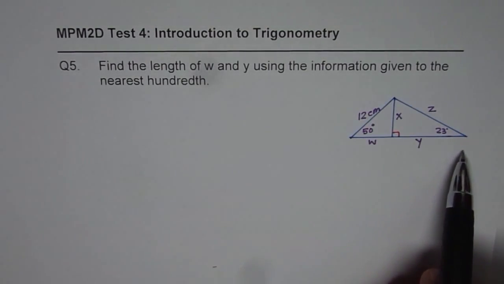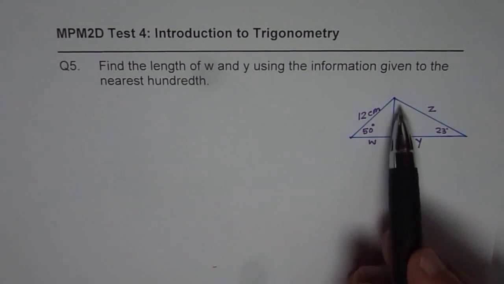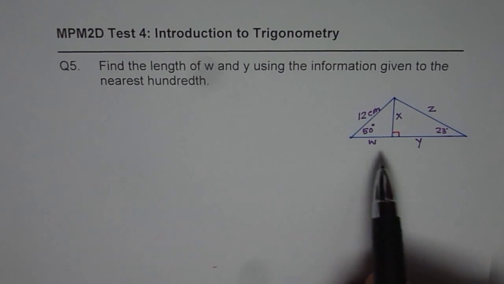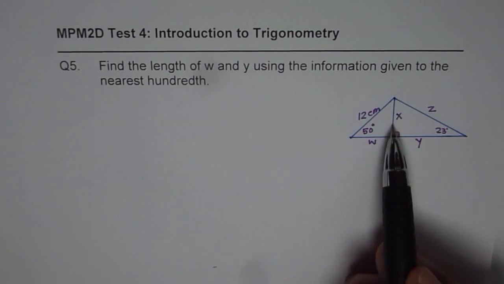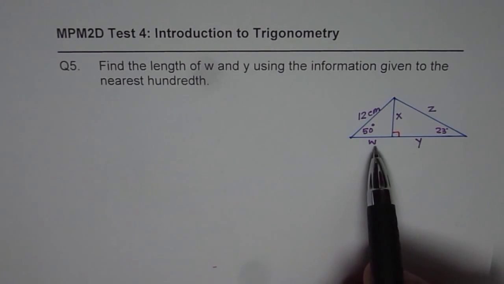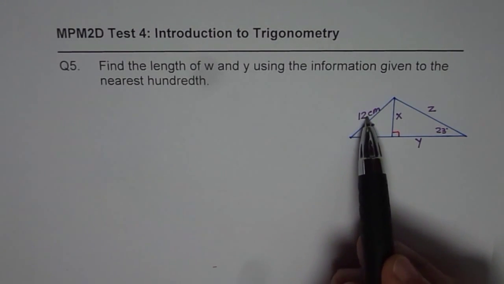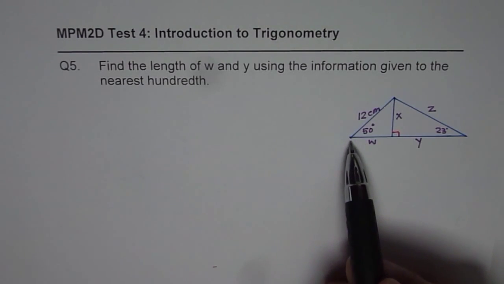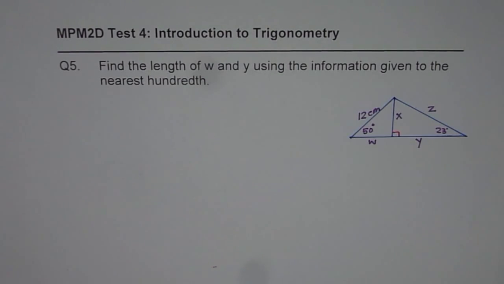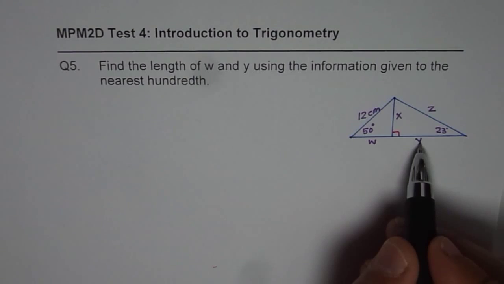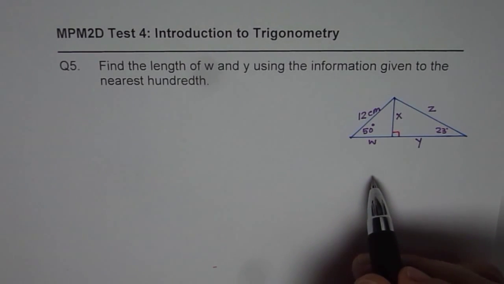So we are given a triangle where there is a perpendicular which divides the base into two lengths, W and Y. The base angles are 50 degrees and 23 degrees, and we are given 12 centimeter as the hypotenuse of the smaller triangle. Now, how will you find W and Y? This is a question to be answered.